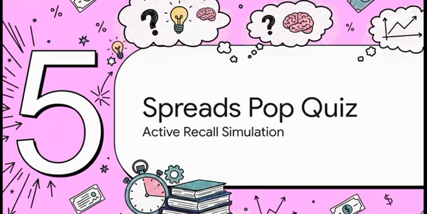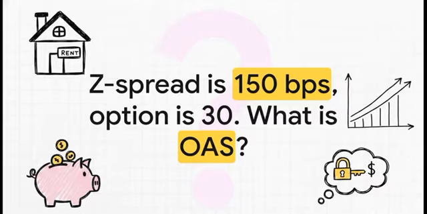All right, let's wrap this up with Section 5, Spreads Pop Quiz. Listen to this first scenario carefully. A 10-year corporate bond has a Z spread of 150 basis points. The embedded call option value is 30 basis points. What is the option-adjusted spread closest to? Think back to our renting analogy and apply that COAS mnemonic we talked about. I'll give you a second.